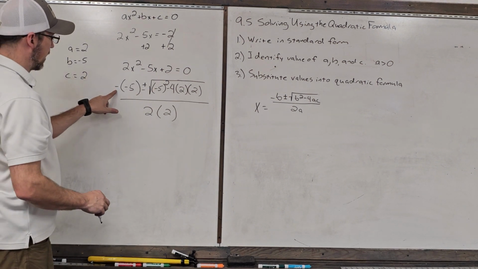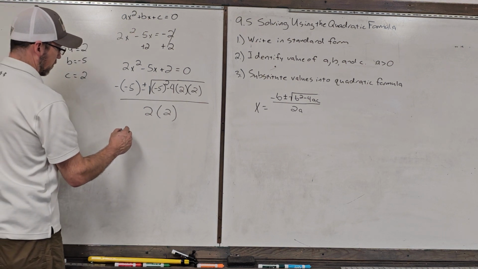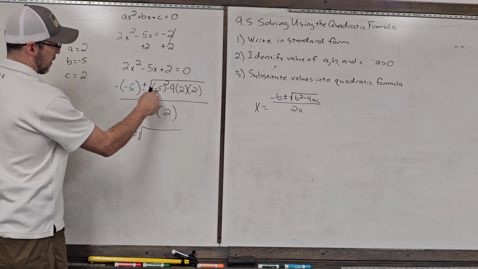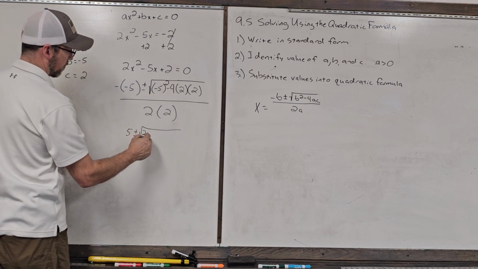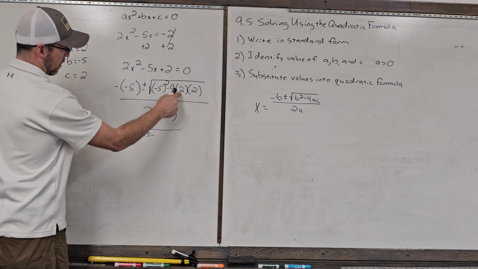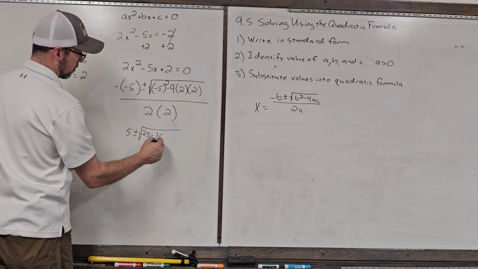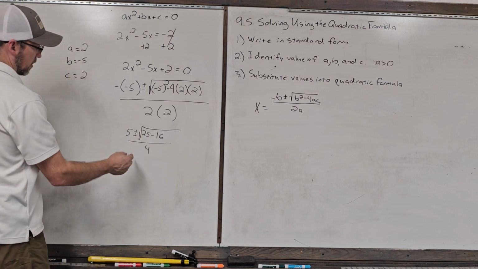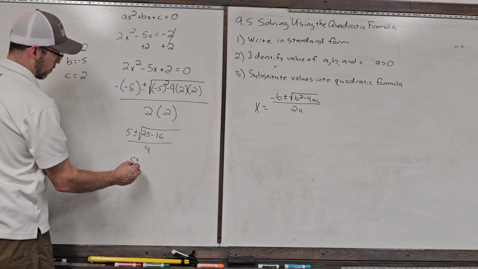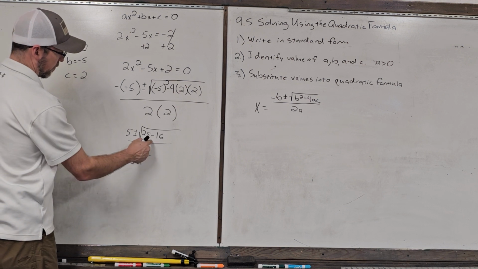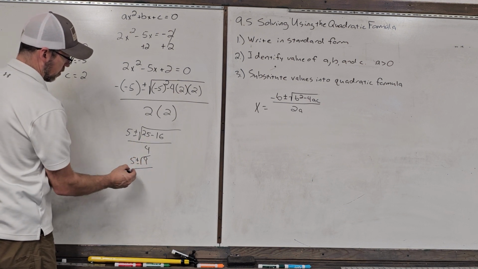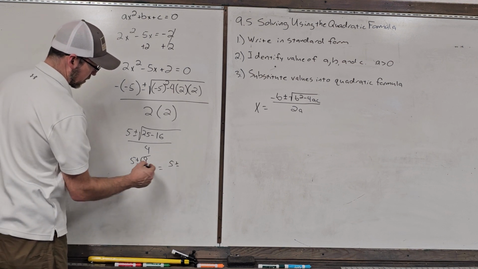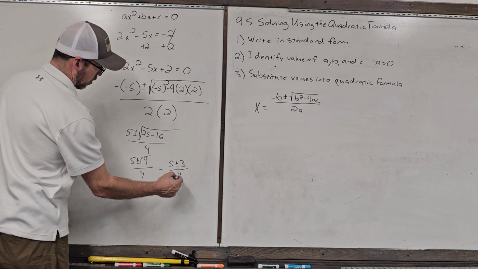When I go to simplify, negative is going to be positive. Double negative is positive. Plus or minus the square root of negative 5 squared is positive 25. Minus 4 times 2 is 8 times 2 is 16. All over 2 times 2 is 4. Now I'm going to simplify. 5 plus or minus the square root of 25 minus 16 is 9 over 4. That equals 5 plus or minus the square root of 9 is 3 over 4.